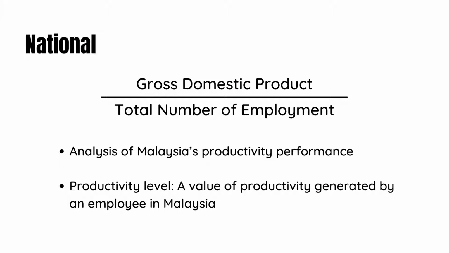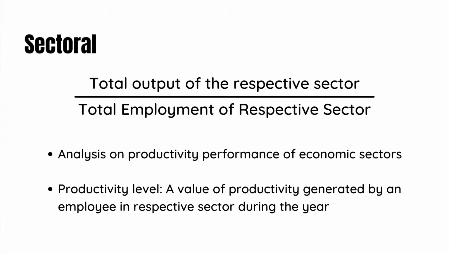At national level, the productivity is measured by using the formula gross domestic product over total number of employment. The analysis shows Malaysia's productivity performance, and it explains the value of productivity generated by an employee in Malaysia. At sectoral level, the formula that is being used is total output of the respective sector over total employment of the respective sector. The analysis shows the productivity performance of economic sectors. It denotes the value of productivity generated by an employee in the respective sector during the year.